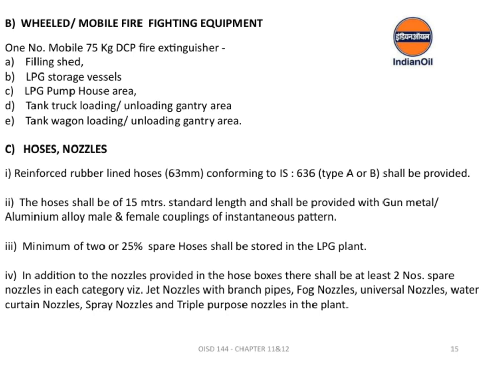Moving on to fire extinguishers, specifically the 75 kg DCP mobile fire extinguisher, we need to place one in key areas such as the filling shed, LPG storage vessels, LPG pump house, and both the tank truck and tank wagon loading and unloading gantry areas. These locations are critical points where fire risks are highest, so having such extinguishers readily available is essential for safety. Overall, these provisions for hoses, nozzles, and fire extinguishers are designed to ensure we have effective firefighting measures in place, minimizing risks and enhancing safety across the plant.